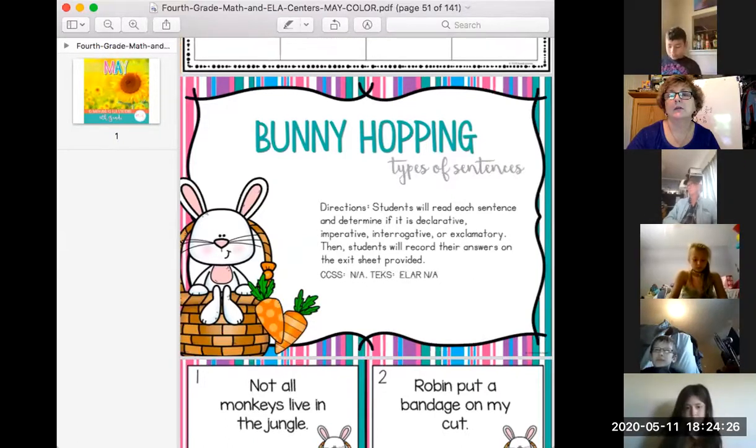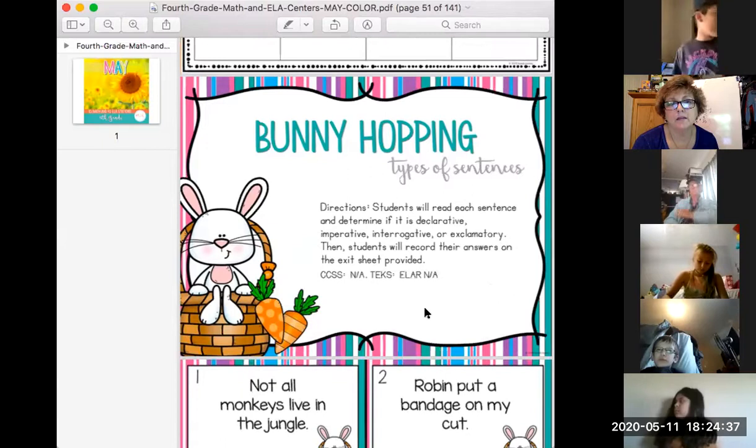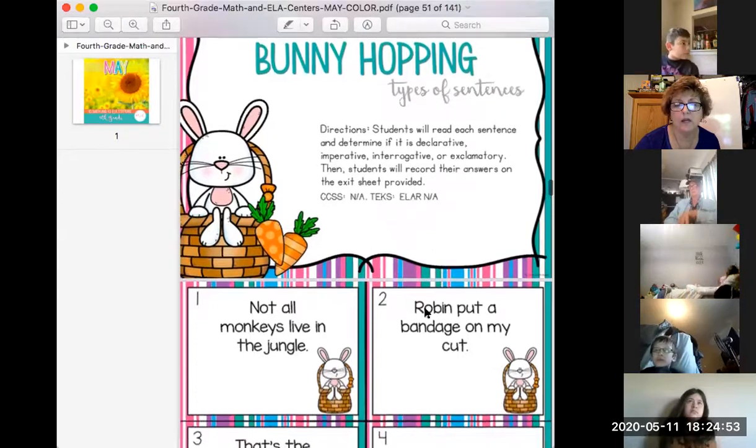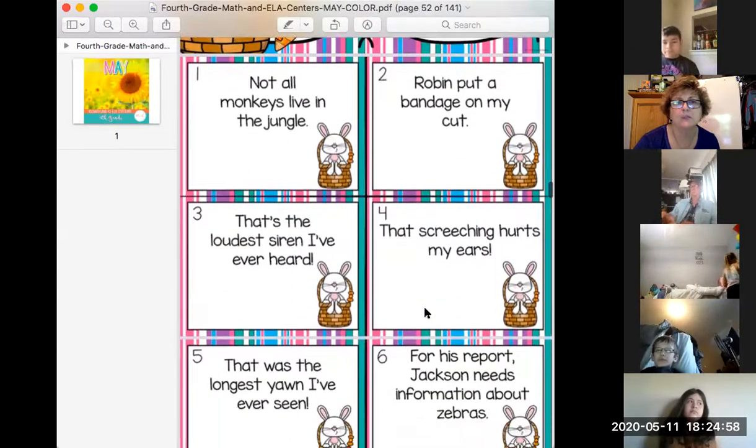All right, so what we're going to do is, the directions say that you will read each sentence and determine if it's a declarative, an imperative (imperative means important, right?), an interrogative or an exclamatory sentence. Then you're going to record your answers on a sheet, okay? Instead of recording it down on a sheet, we're just going to say them. Somebody's going to raise their hand, okay? So look at question number 1.